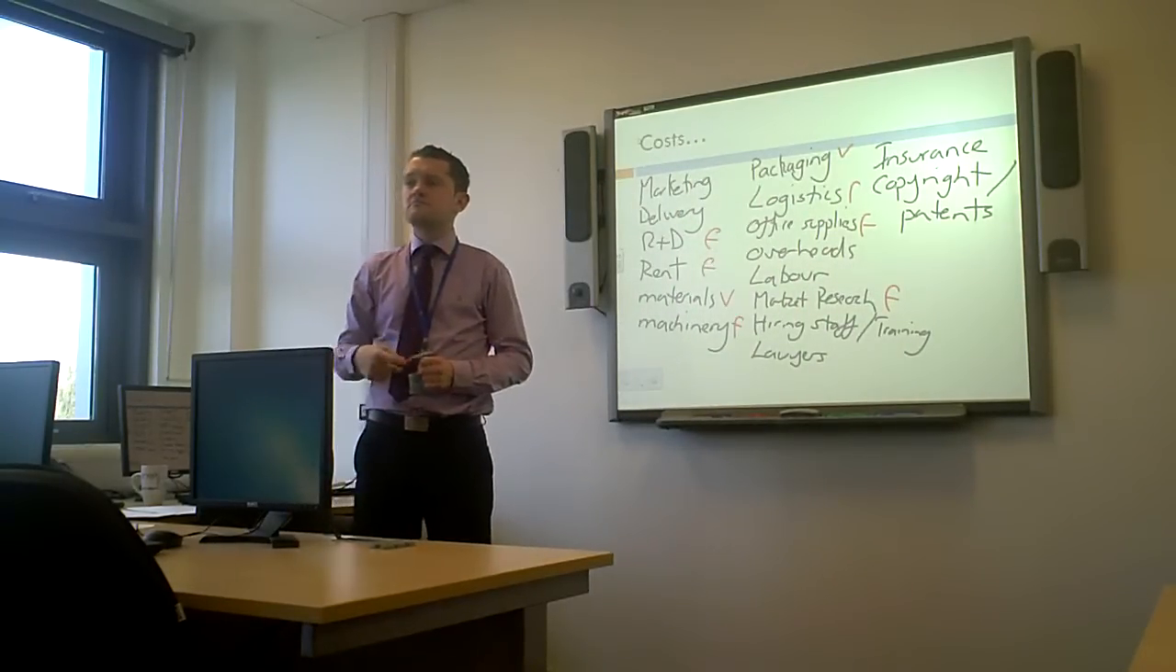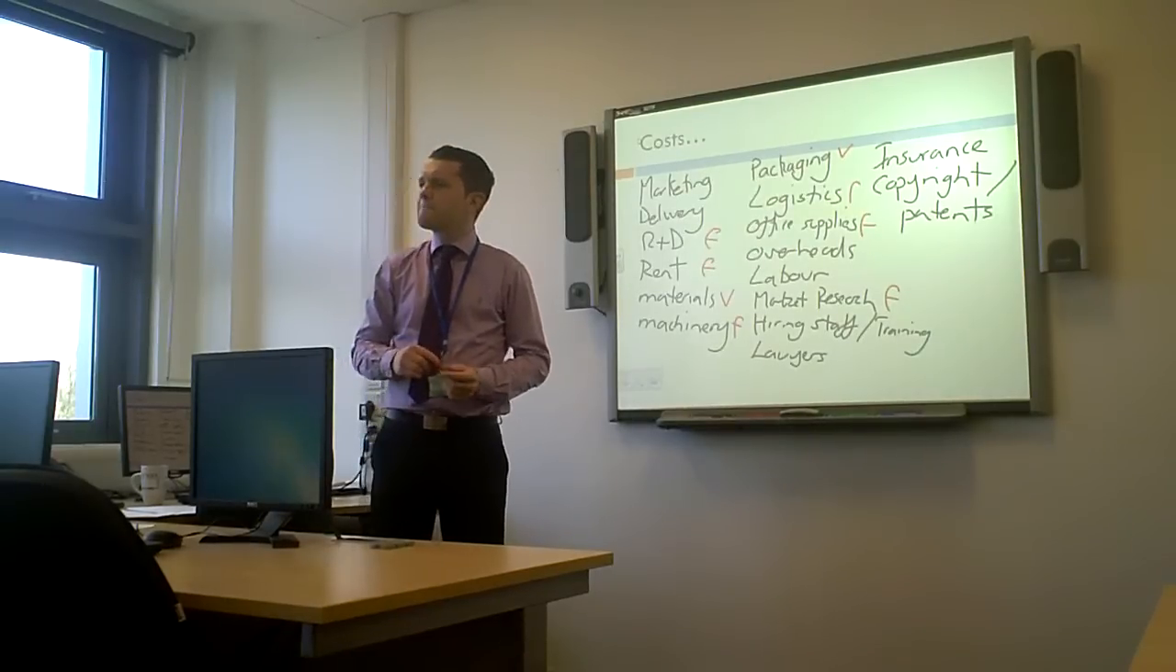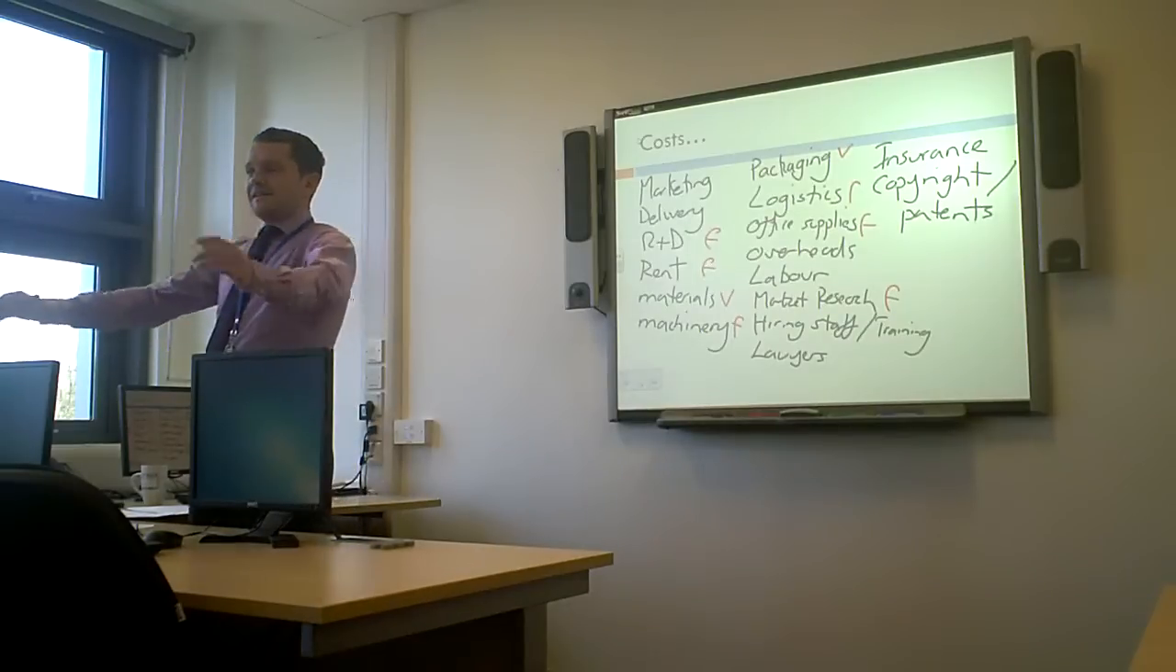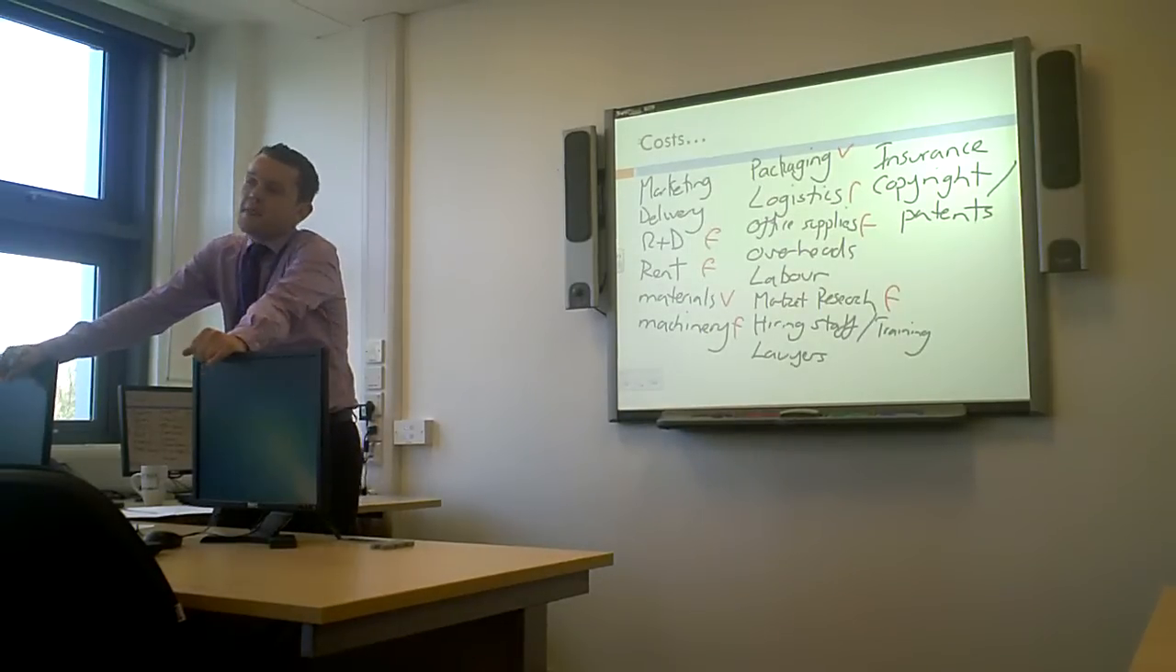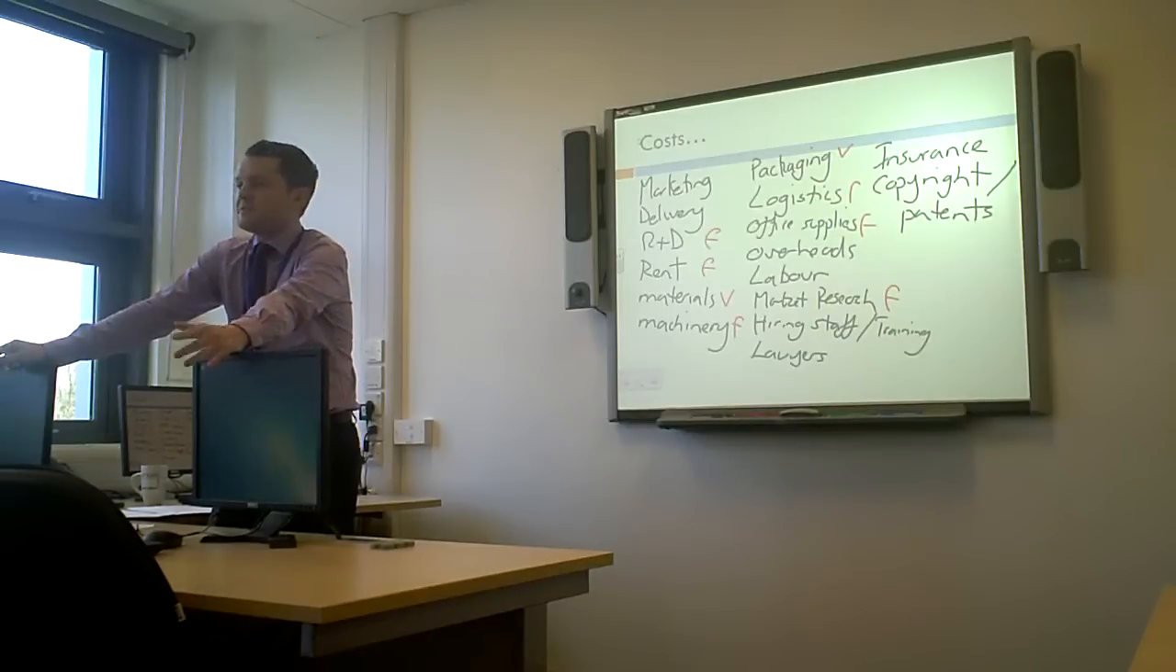Insurance. What do you get for insurance, Adam? Variable. It can be both. The more products you have, the more you've got to insure. We're talking business insurance, aren't we? Insuring the premises. Should be fixed.